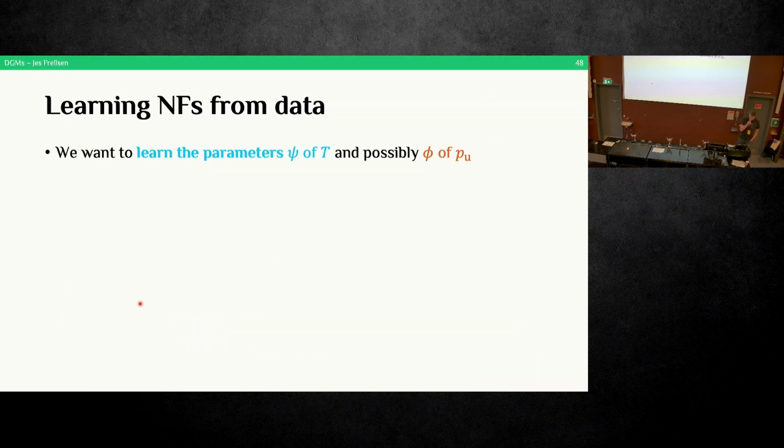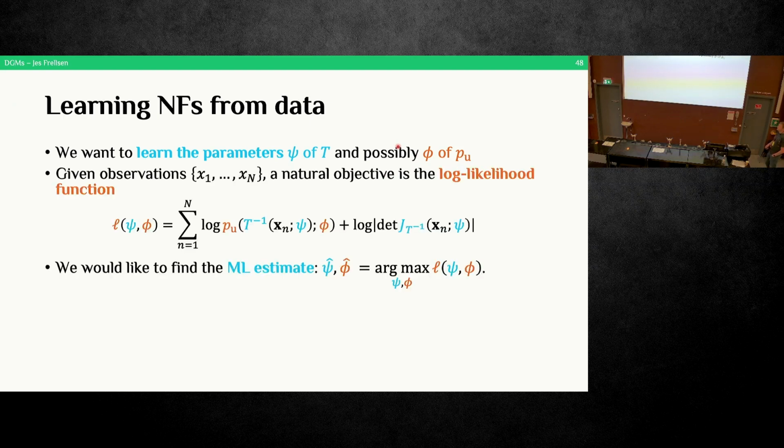Okay, so far we just talked about normalizing flows. The next question is, of course, how do we learn them? We want to be able to learn the parameters of the transformation and possibly also the parameters of the base distribution from data. So the principle that we're going to apply is what we already talked about multiple times: we're going to do it using maximum likelihood.